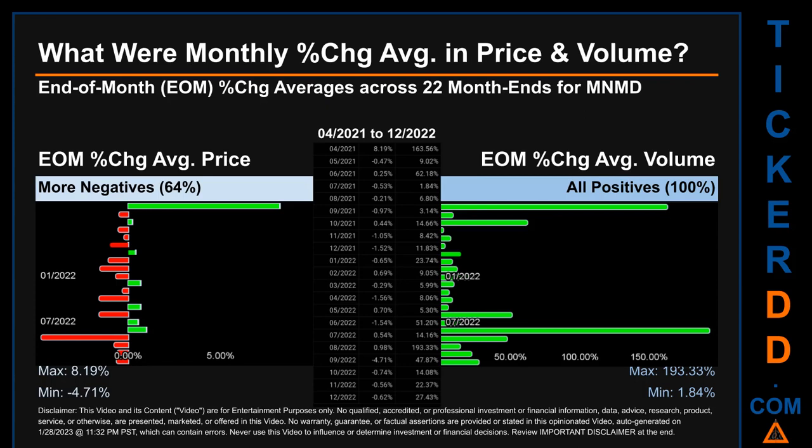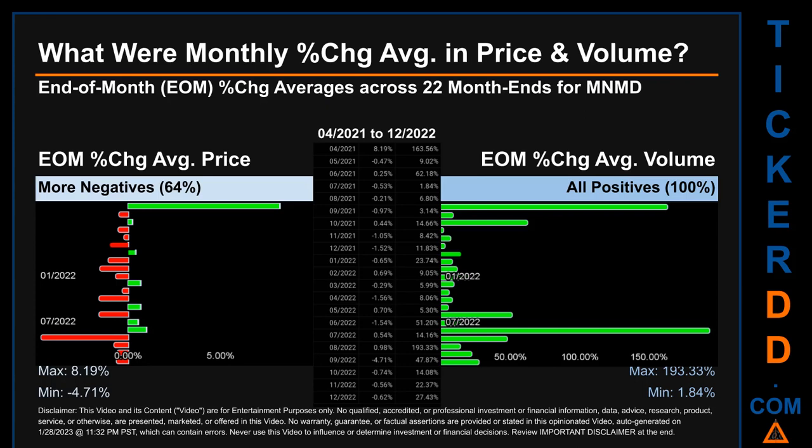From 04/2021 to 12/2020, out of 22 month ends, 14 had a negative percentage change in average price. Meaning 64% of month ends saw a negative percentage change in average price. In terms of volume, 22 out of 22 month ends had a positive percentage change. That is 100% of month ends saw a positive percentage change in average volume.